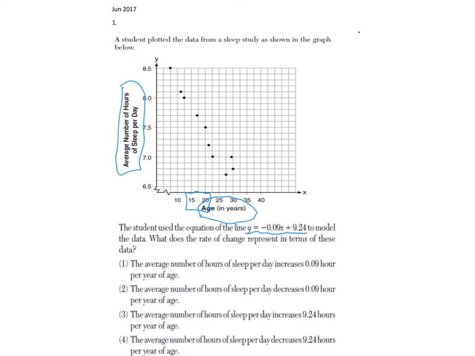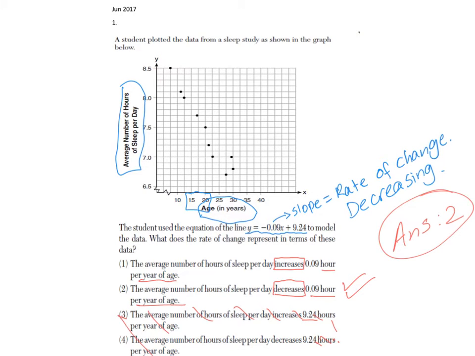So the rate of change is right here, the slope. Slope is also rate of change. So we know the rate of change is 0.09. And we know it's negative, so it's a decreasing rate of change. So let's check. So answer choice 2.